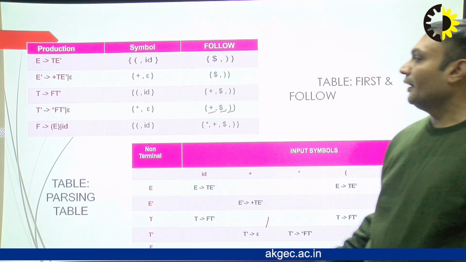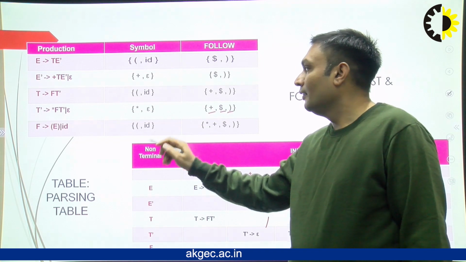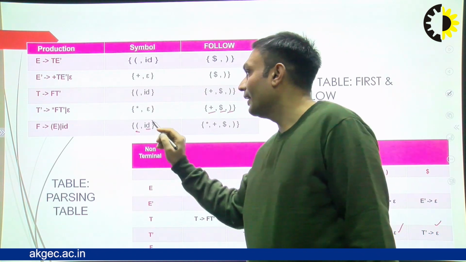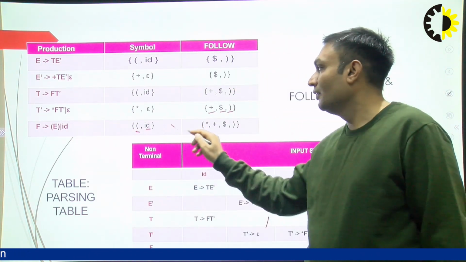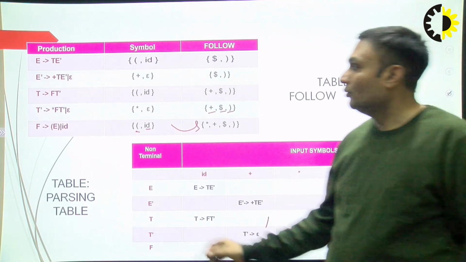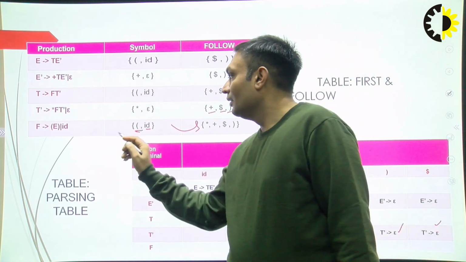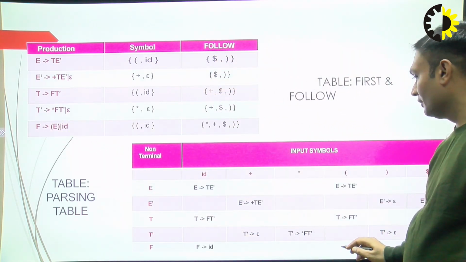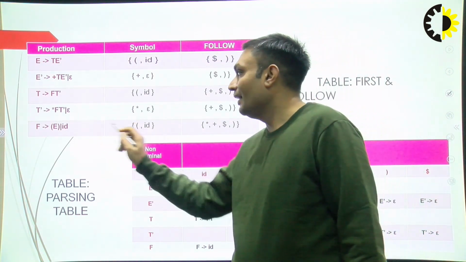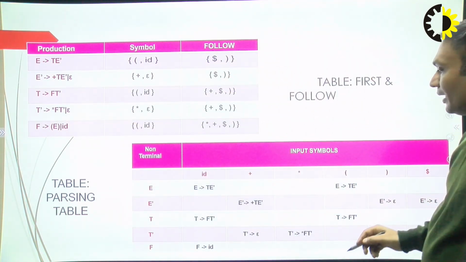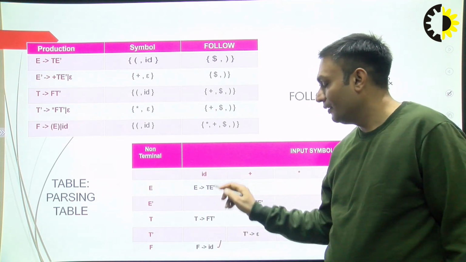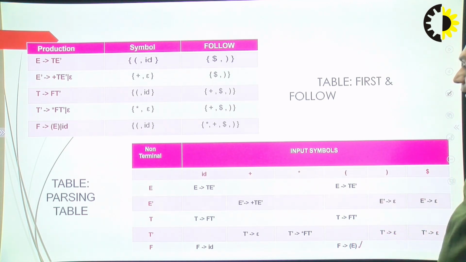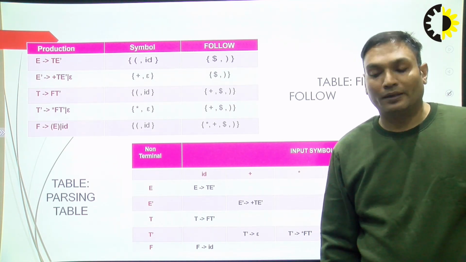Now F to ID, this rule will be put as per the entries of open bracket and ID. There is no epsilon, so we do not need to see the follow. The rule consisting of open bracket will be put at the entry of open bracket, and the rule consisting of ID will be put at the entry of ID. So just F to ID we write at the ID place, and the rule consisting of open bracket is written right here. In this way we can make this parsing table.